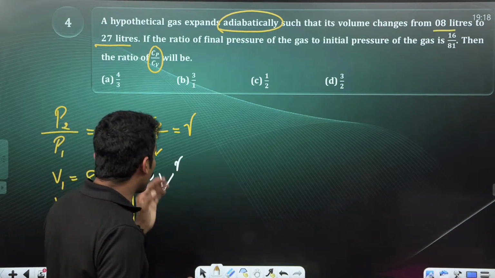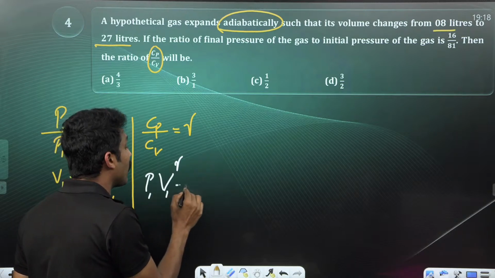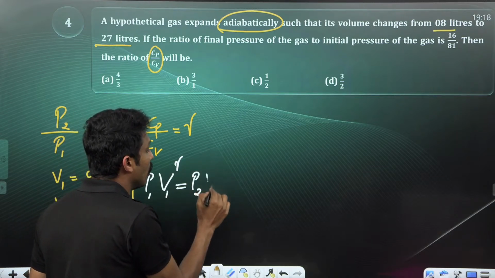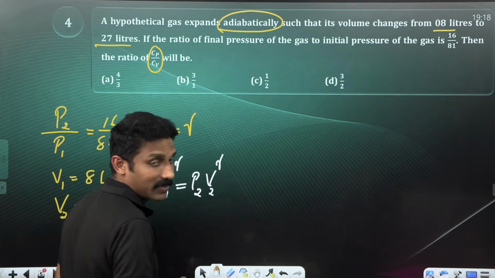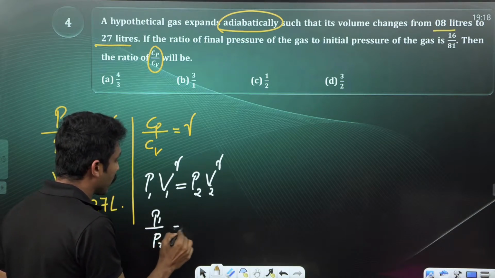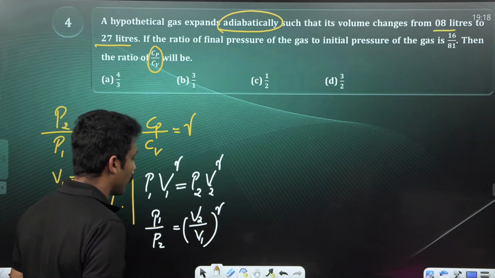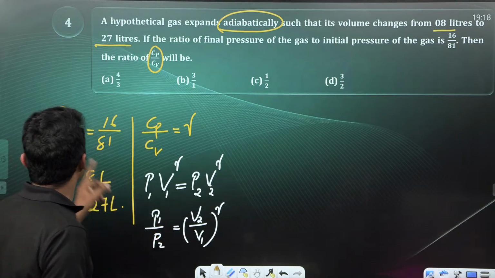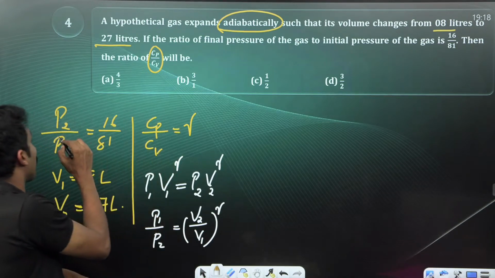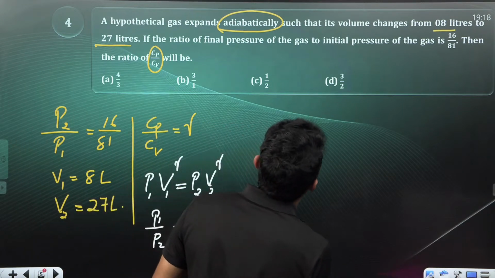P into V raised to gamma is constant. Okay, now this is P1 V1 raised to gamma is equal to P2 V2 raised to gamma. Understood? Now P1 by P2 is equal to V2 divided by V1 all raised to gamma. Then P1 by P2 is given here, 81 by 16.